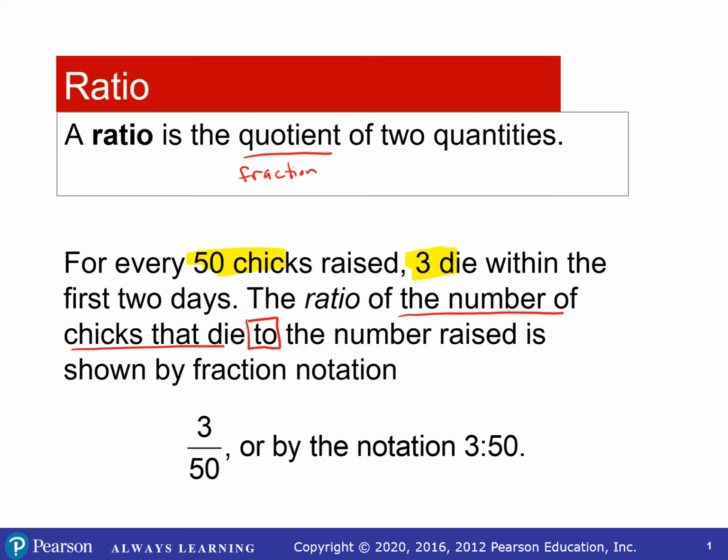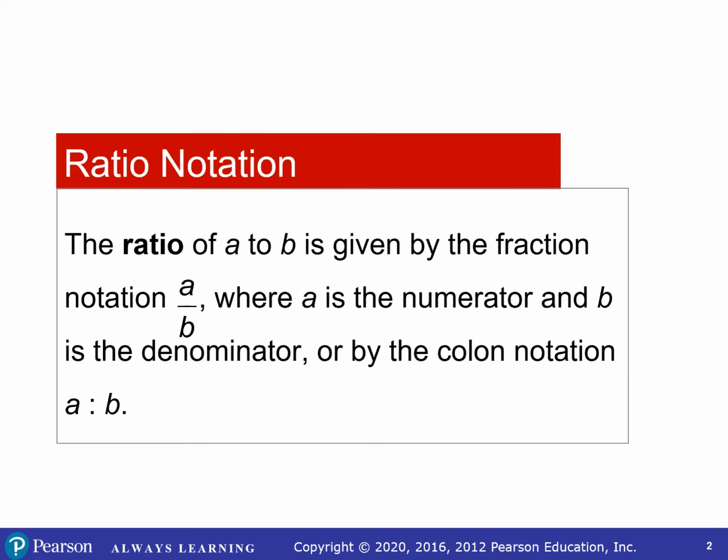And sometimes the ratio is given with a colon instead of a fraction. So this 3 colon 50 also means 3 to 50. Okay, so a ratio basically involves a fraction. It doesn't necessarily have to be in simplified form, and it doesn't necessarily have to contain units. It's just the ratio of two quantities.